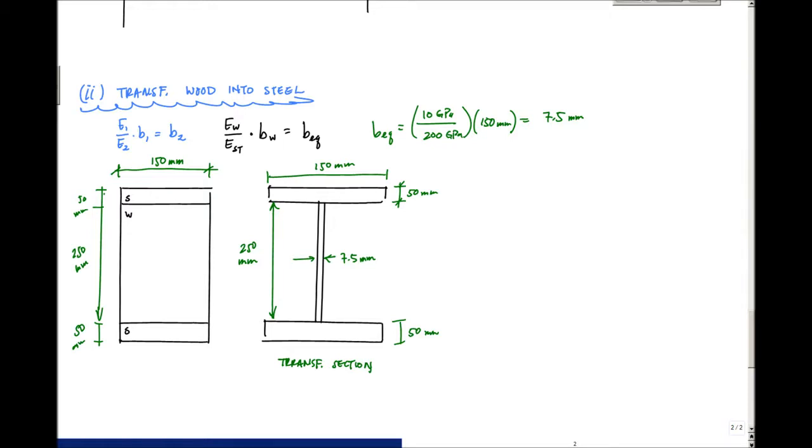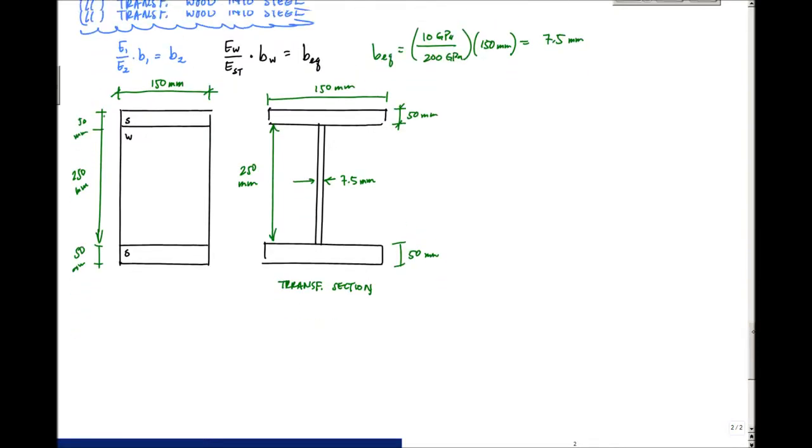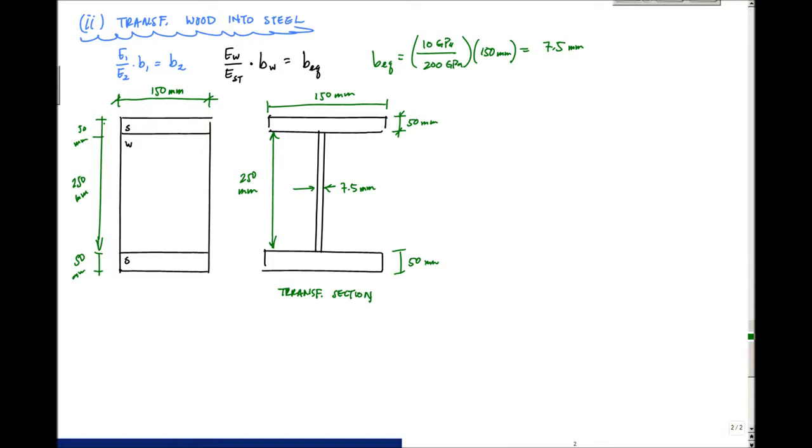Now what we want to do is really just calculate the geometric properties. The geometric properties of this transformed section, which is all quote-unquote steel. Let's make a note of that: all steel, converted into steel. And the centroid, so we want to calculate some geometric properties of this transformed section. Really, we want to find where the neutral axis is.